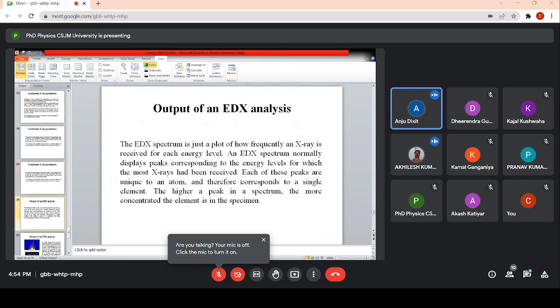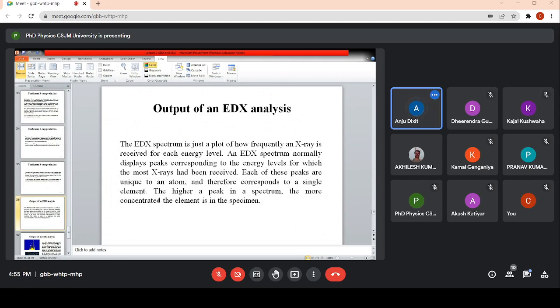So what is the output of an EDX analysis? Basically, what information are we receiving from this EDX analysis? An EDX spectrum is just a plot of the frequency of X-rays received for each energy level, from lower to higher energy level. An EDX spectrum normally displays peaks corresponding to the energy levels for which the most X-rays have been received. Each of these peaks is unique to an atom and therefore corresponds to a single element.